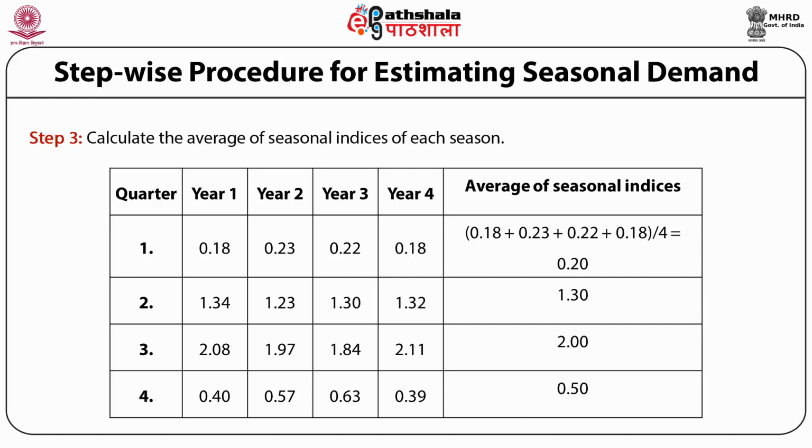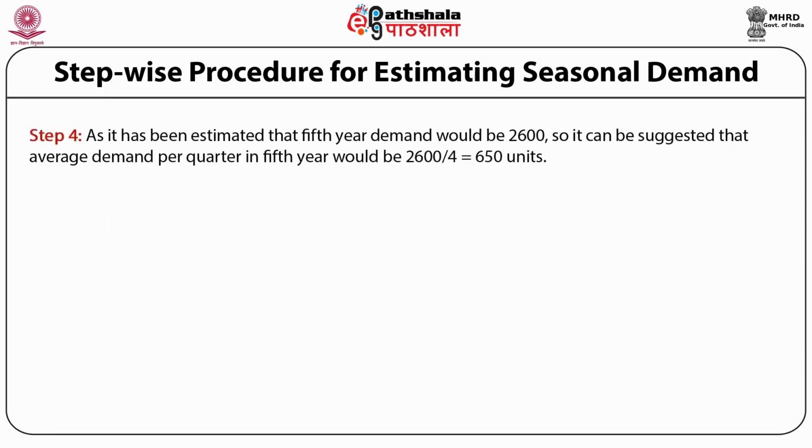The average of the seasonal index for quarter 2 for the 4-year data would be 1.30. The average of the seasonal index of quarter 3 is 2.00. Lastly, the average of the seasonal index of the fourth quarter is 0.50. Step 4. As it has been estimated that 5th year demand would be 2600 units, it can be suggested that the average demand per quarter in the 5th year would be 2600 divided by 4 is equal to 650 units.